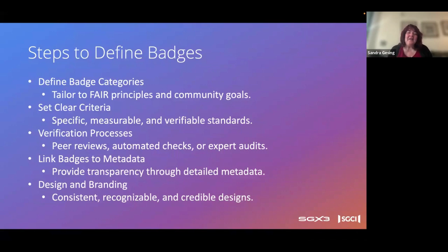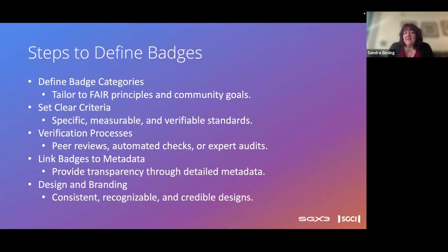Thank you. So I think the first steps to define badges: what would we start with? To define the categories we are interested in, from participation ones to audits, tailored to FAIR principles and the community goals. We need to set clear criteria because it needs to be specific, measurable and verifiable. These are the steps to really create a badge that is trusted.